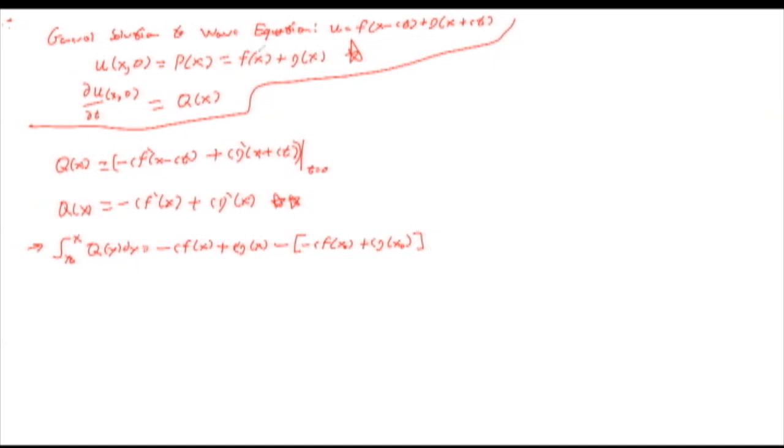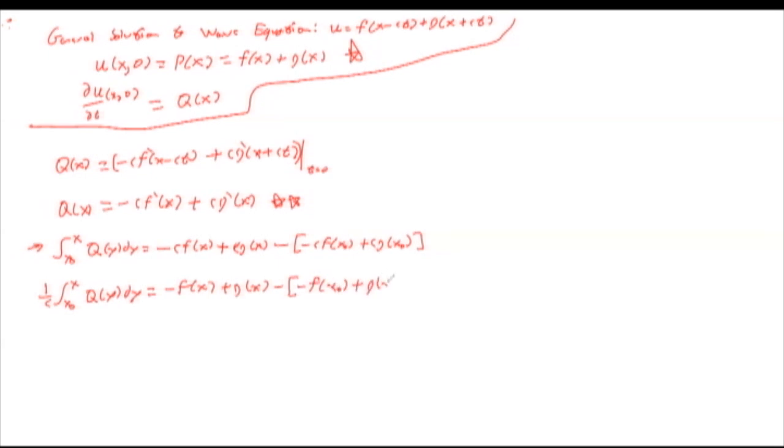And once again, we want to be able to compare with the first initial condition, which has an f of x and a g of x, and we have a c times an f of x and a c times a g of x. So just to make our lives a little bit easier, we're going to divide the whole equation by c. We have 1 over c times the integral from x naught to x of q of y dy is equal to negative f of x plus g of x minus negative f of x naught plus g of x naught.